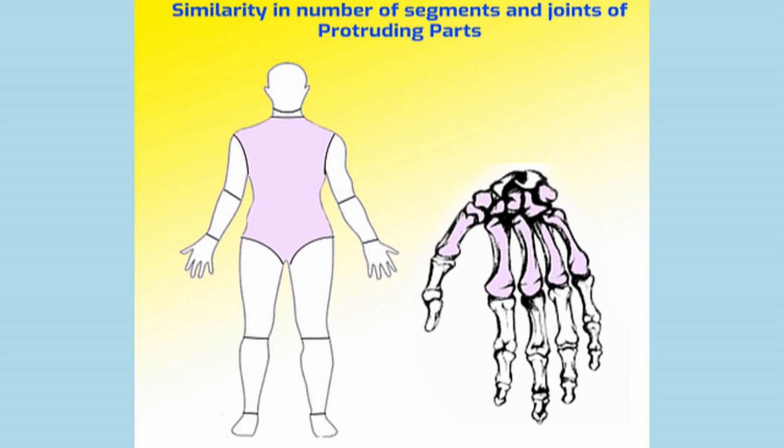Now, our extremities means our two arms and two legs. They are attached to the trunk, right? The two arms are attached to the chest part, and the two legs are attached to the abdomen part, right? Now, when you take the arm, one arm has the upper arm, the lower arm, and the hand, right? While the leg has the upper leg, the lower leg, and the foot.